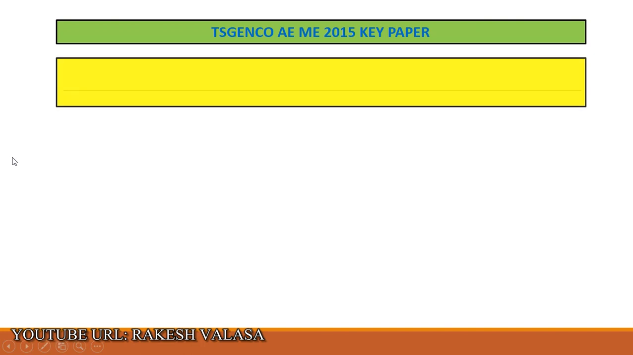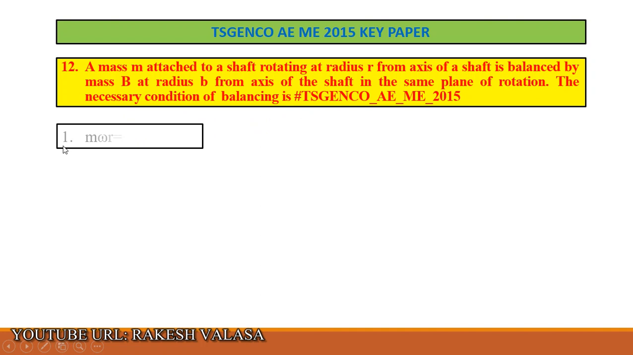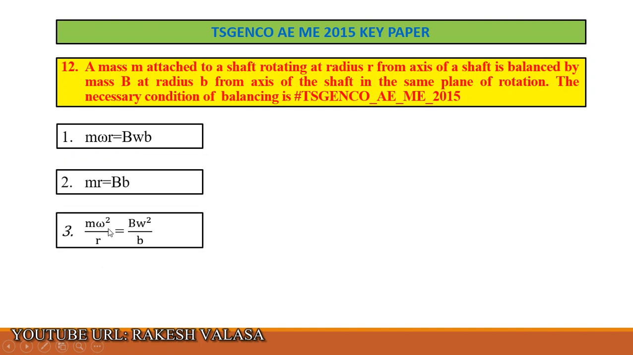Question number 12. A mass M attached to a shaft rotating at a radius r from the axis of the shaft is balanced by mass capital B at radius small b from the axis of the shaft in the same plane of rotation. The necessary condition of balancing is: Option 1, M omega r equal to B omega b. Option 2, M r equal to B b. Option 3, M omega square by r equal to B omega square by b. Option 4, M by B equal to r by b.